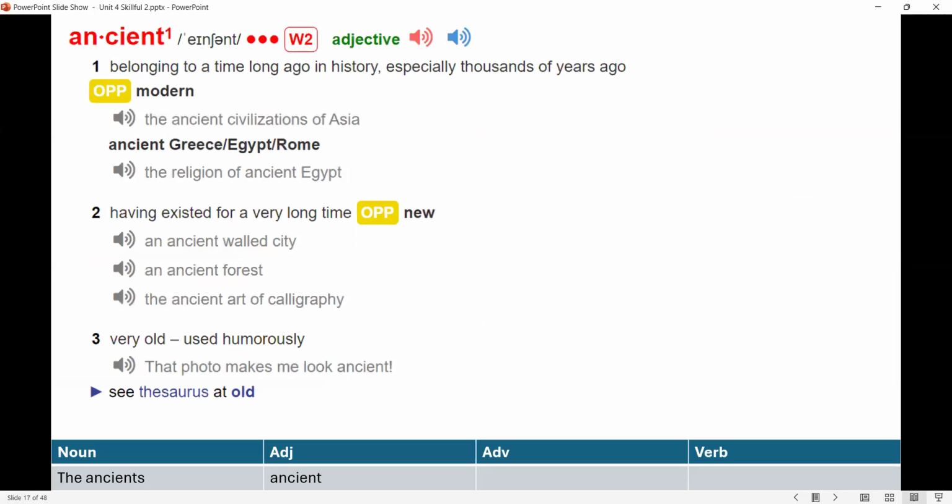Ancient. Ancient means belonging to a time long ago in history, especially thousands of years ago. Opposite of modern. You can talk about ancient Greece, ancient Egypt, ancient Rome. You can talk about the ancient art, an ancient forest.